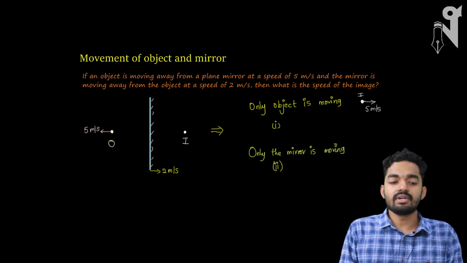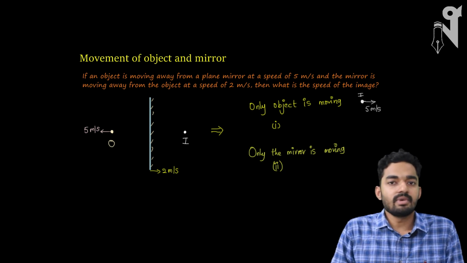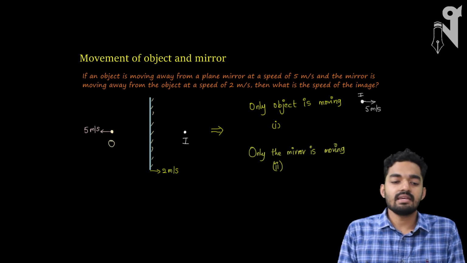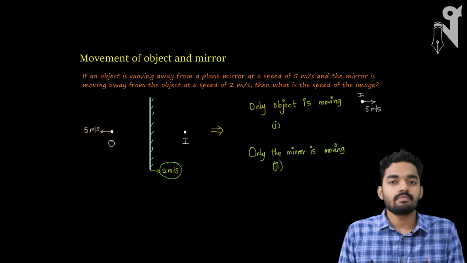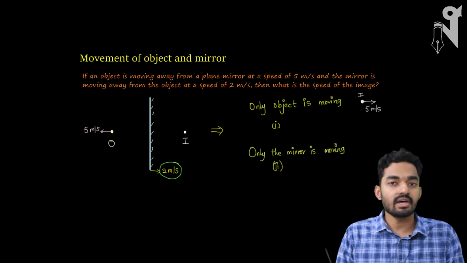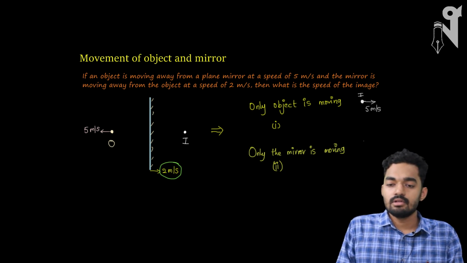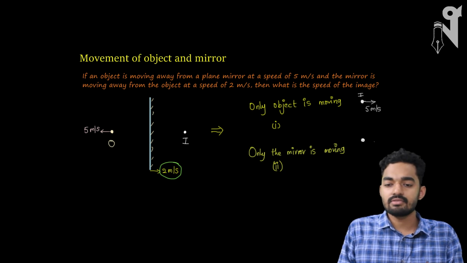Now if only the mirror is moving and if the object is at rest, we know that whatever is the distance moved by the mirror, the image will move by twice the amount. So in this case, the mirror is moving towards right with a speed of 2 meters per second. So what this means is the object is at rest. So if the mirror is moving at 2 meters per second towards right, the image should also move right but with double the speed. So therefore the image will move towards right at a speed of twice that of 2, which is 4 meters per second.